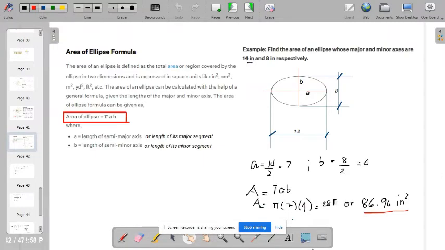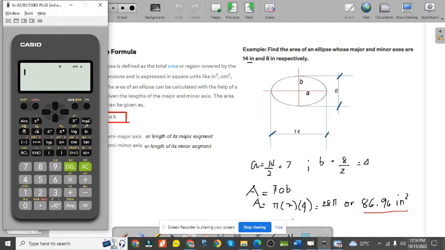You can also plug that into the calculator if you want to find out. But pi has to be 3.1416, right? So 3.1416 times 28 gives you 87.9648.